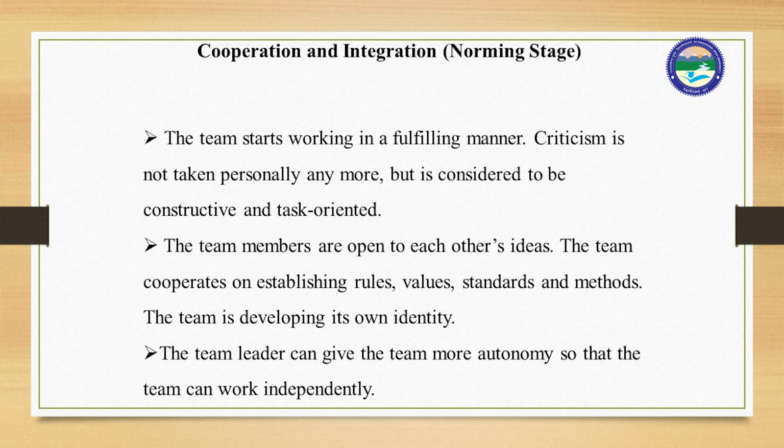At this stage, the team leader will give the team more autonomy. It will give the team more independence, so that the group in itself forms its own rules. They form their own ideas, what values they have to set up for themselves. They have to set up their own standards and methods. Therefore, this is the stage where the team leader has to take a step back and the group has to form its own rules. Therefore, we call this stage the norming stage.